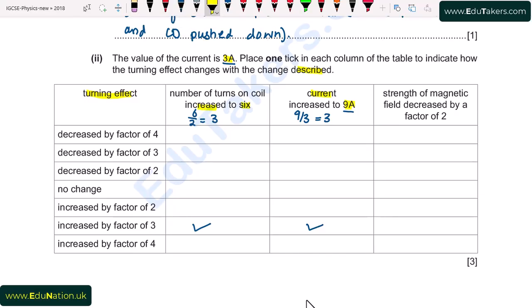The last column: the strength of the magnetic field is decreased by a factor of 2. So here the magnetic field strength is decreased, which means that the turning effect also decreases. So it decreased by a factor of 2, so the turning effect is also decreased by a factor of 2.